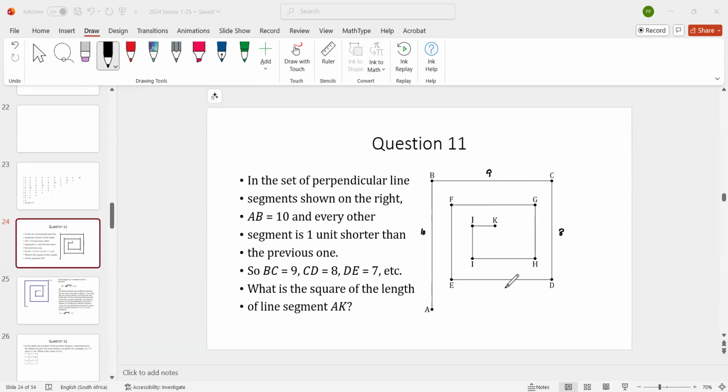And this is 7, 6, 5, 4, 3, 2, 1. Okay. Now, the question is, what is the length of the line segment AK from here to there?